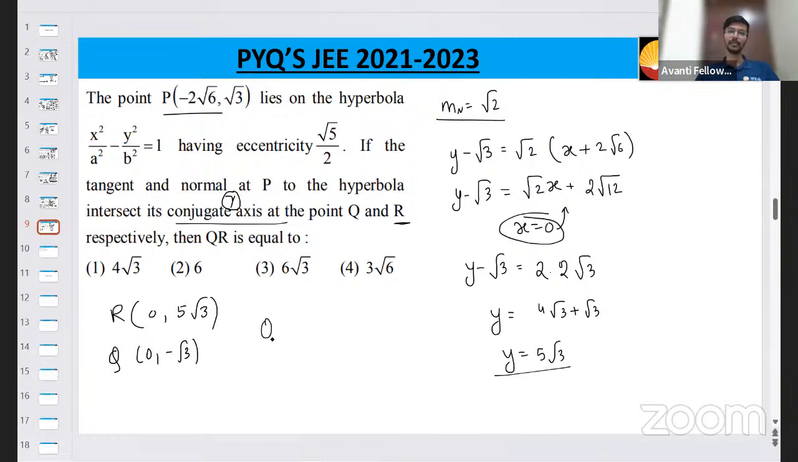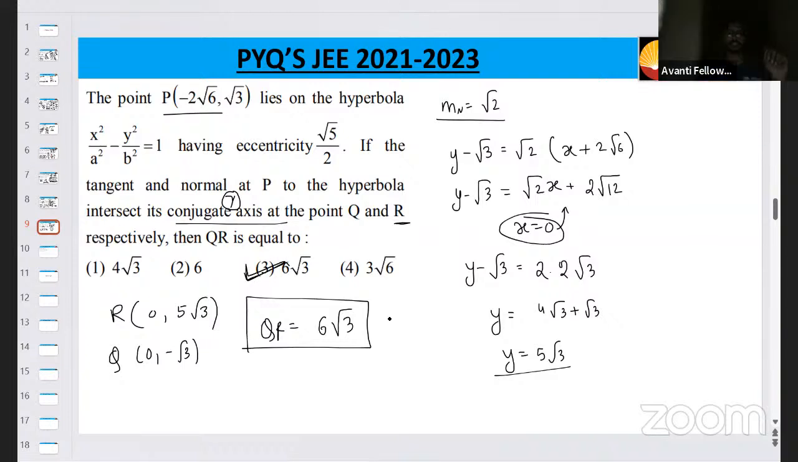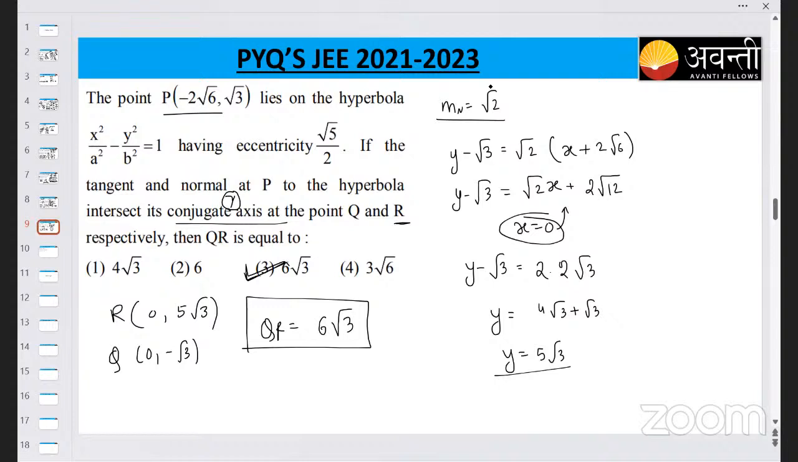Now to find QR, it is very simple. We use a distance formula. Anyways, we don't even need to use the distance formula because these points are on the y-axis. So we can directly get the distance as 6 root 3, which is option number 3.